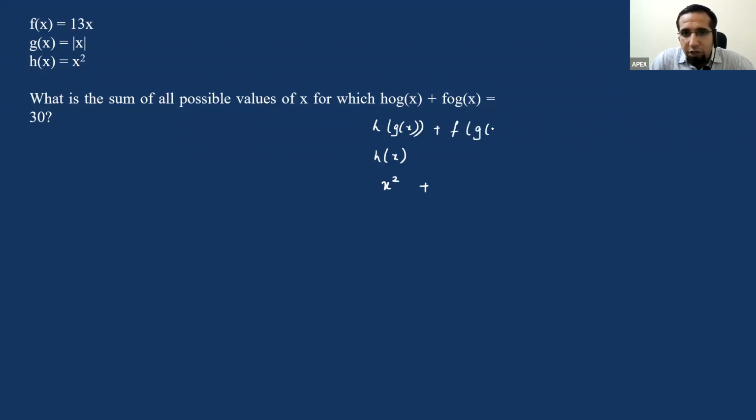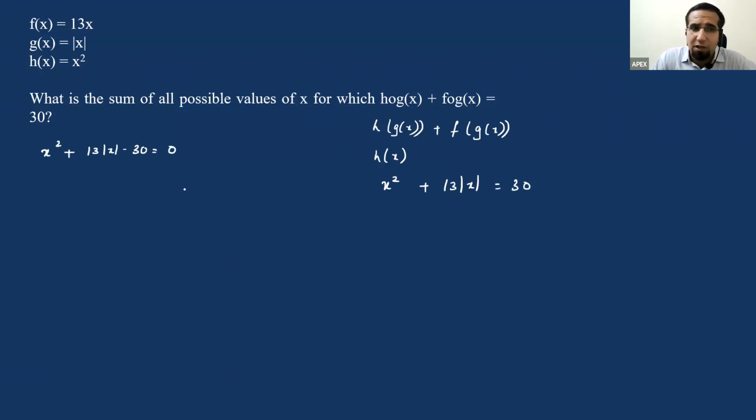Now f of g of x, clear? So f of g of x would give you what? So g of x is equal to mod x. Now f of mod x will give me 13 mod x. Clear? Now this is equal to 30. So this is indirectly a question of modulus. You have x square plus 13 mod x minus 30 is equal to 0.